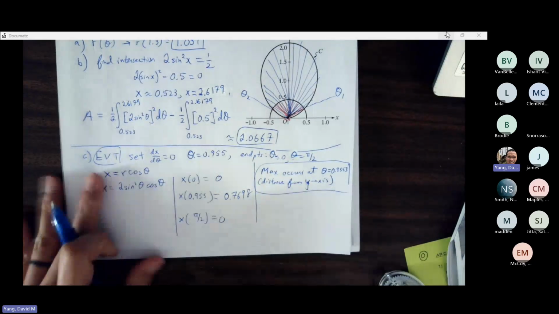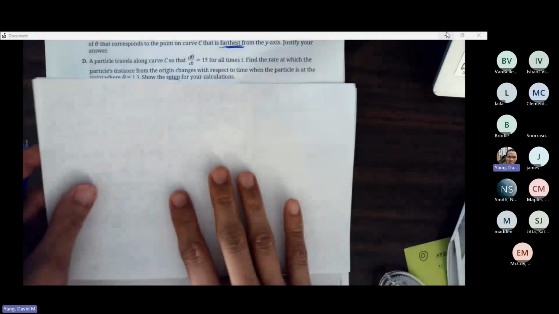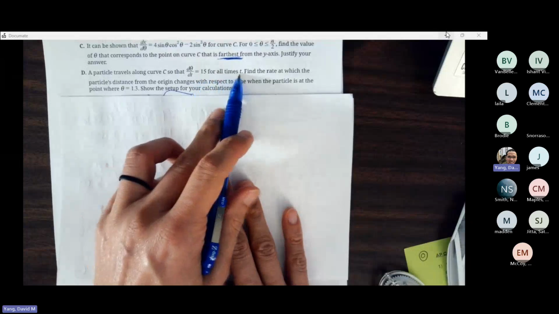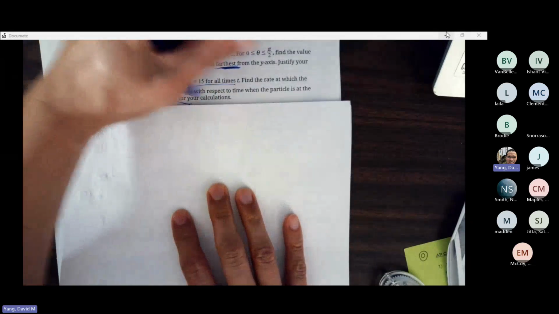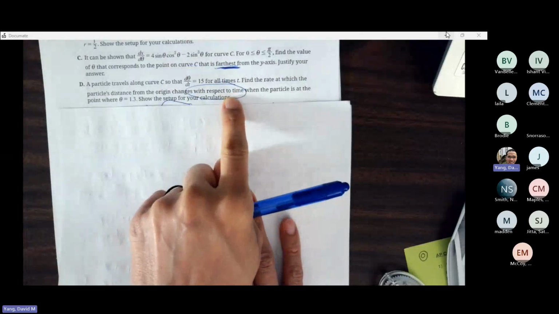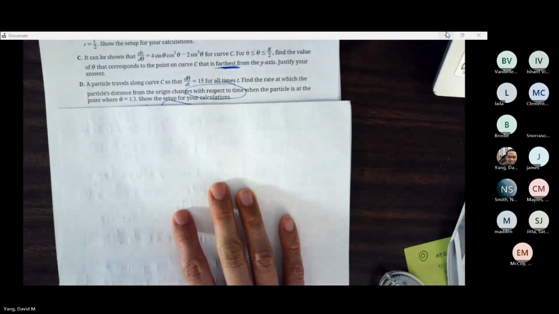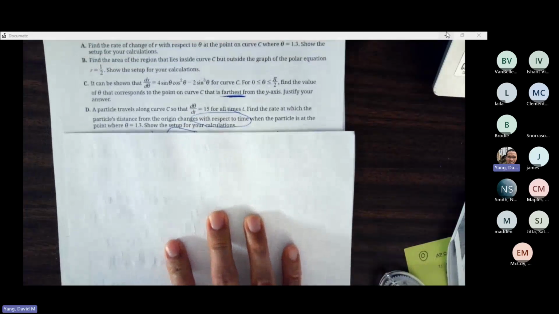Part D, particle travels along the curve so that d theta over dt equals 15 for all times t. Find the rate at which the particle's distance from the origin changes with respect to time. So that's a big hint that this is going to be involving related rates here. Okay, so we have to build out our derivative using related rates.